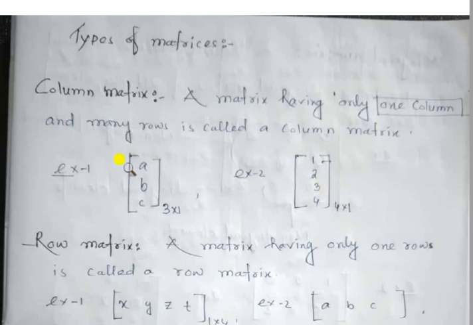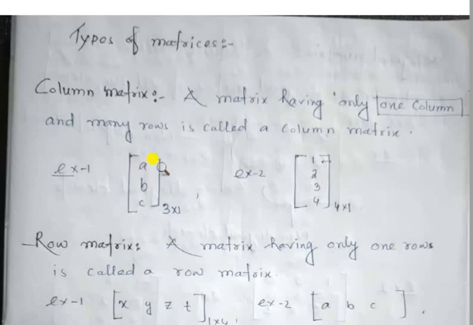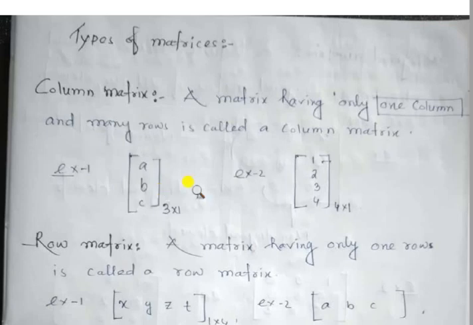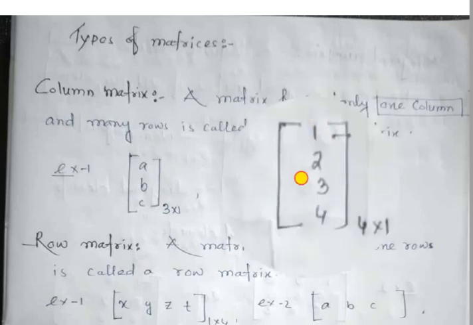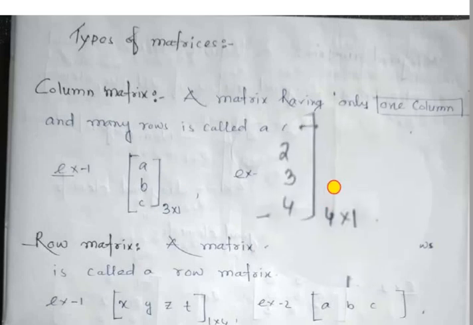Now how many rows are here? There are 3 rows, this one, this one and this one. That means what is the order of this matrix? There are 3 rows and 1 column, so the order will be 3 by 1. Similarly here, how many rows? This is a row, this is a row, this is a row, this is a row. That means there are 4 rows and 1 column, so the order of this matrix will be 4 by 1. Okay.